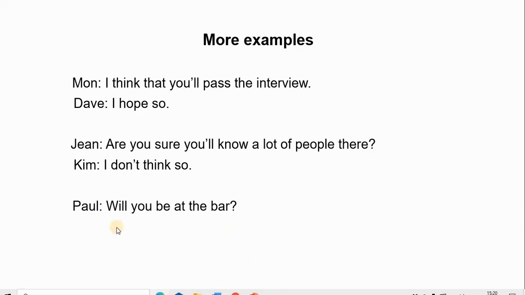Another example. Will you be at the bar? And Rob replies, I expect so. So Rob is saying, I think so. He planned that I will be coming to the bar. So will you be at the bar? I expect that I will be at the bar. I expect so. So here we have the affirmative. We have the affirmative verb followed by so.